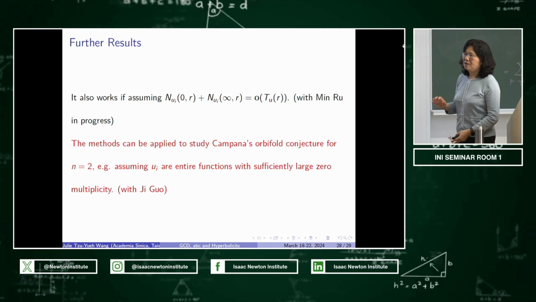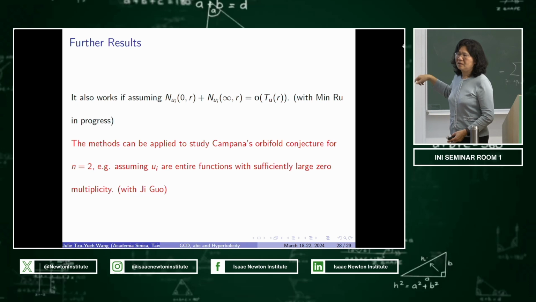In other words, if you have an orbifold curve with high multiplicity on the coordinates, then as I explained, because we have first truncation, the counting function would be very small. However, it's small, but it has the same growth as the characteristic function. So for Campana's orbifold conjecture, you need to do the second main theorem with the same growth, and you need to prove the GCD theorem with the same growth.